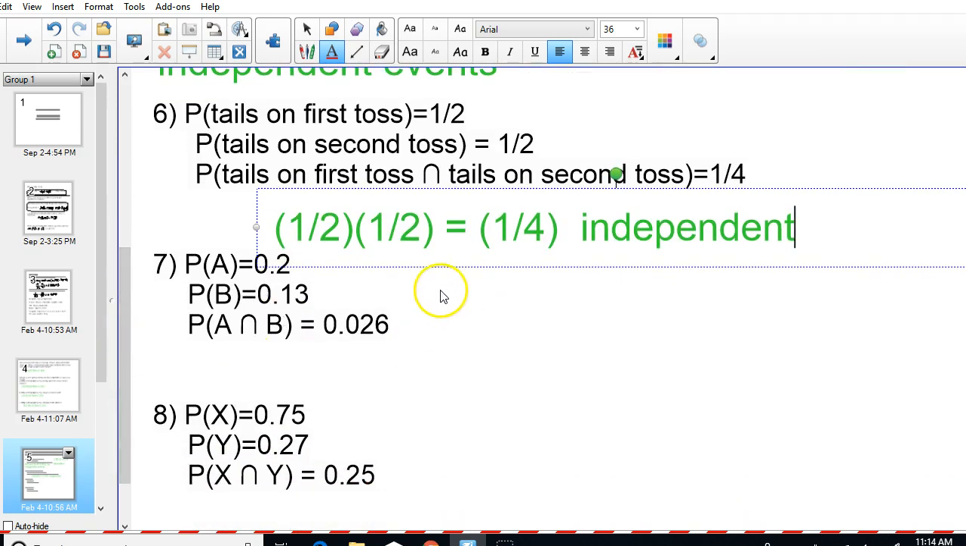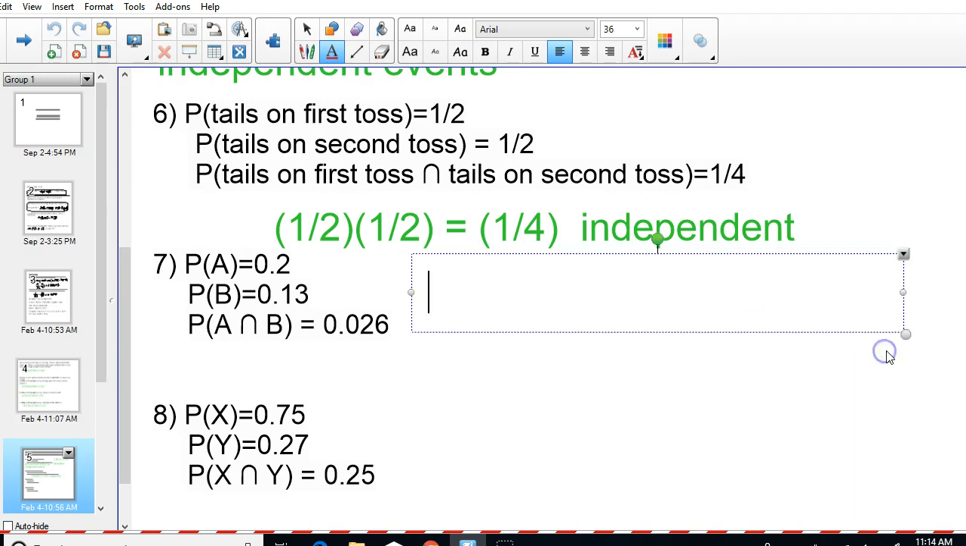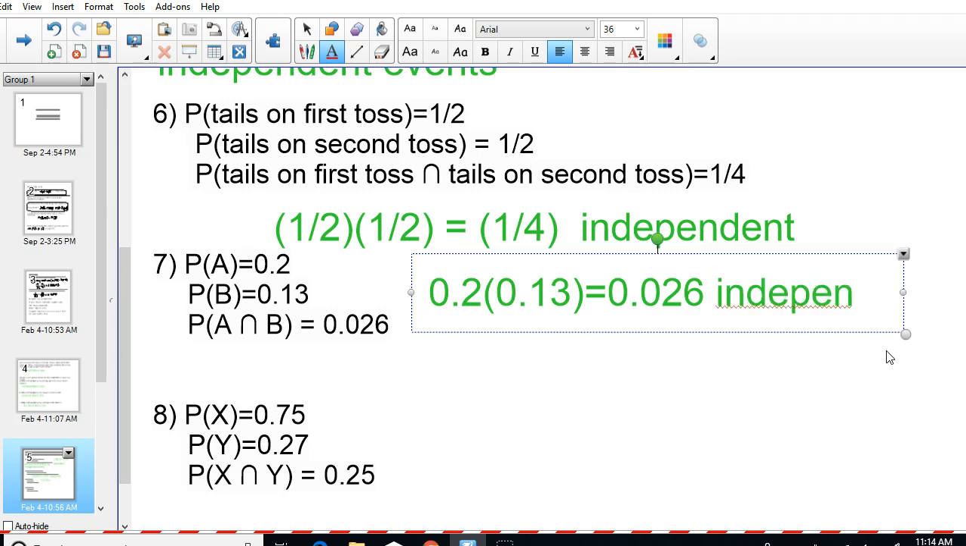Okay, for 7, we don't even know what the two events are. They're A and B, so we would just test it. We would say 0.2 times 0.13, and that gives us 0.026, which tells us that these are independent.